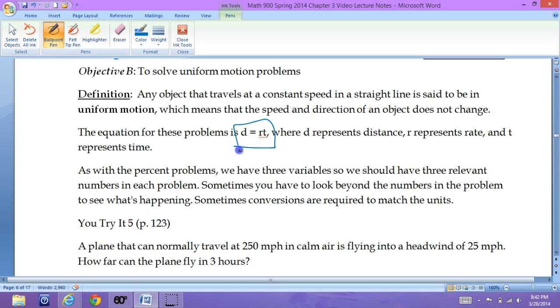The big thing is this formula. Distance equals rate times time. Just memorize it, just think about it every day before you go to bed. D equals RT. As with the percent problems, we have 3 variables, so we should have 3 relevant numbers in each problem. Sometimes you have to look beyond the numbers in the problem to see what's happening. Sometimes conversions are required to match the units.